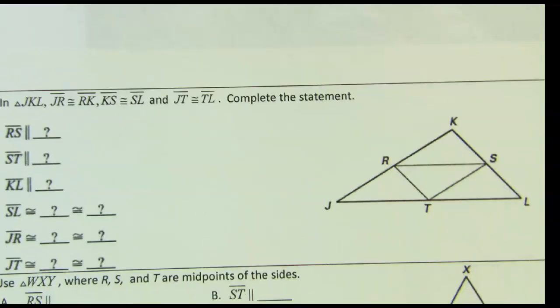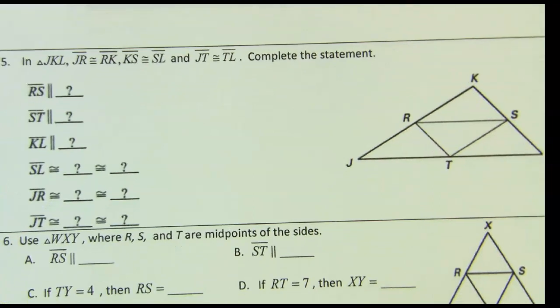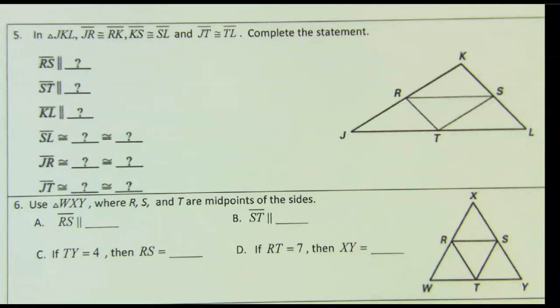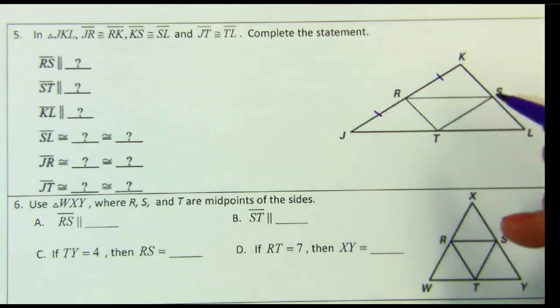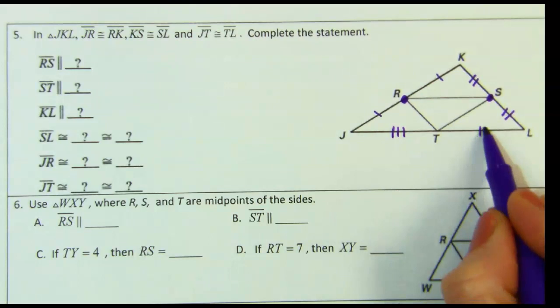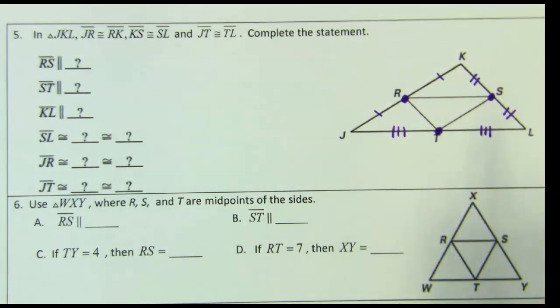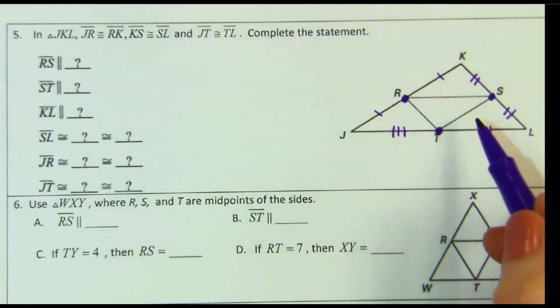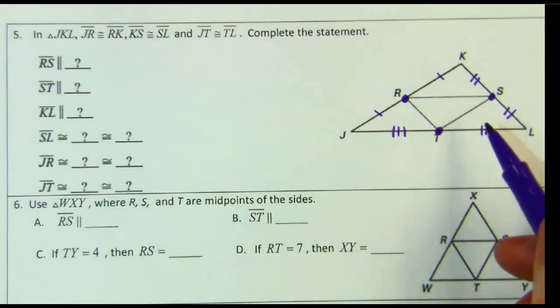So this is number 5. And this is just me testing your ability of, do you actually know what the midsegment is saying? So it says in triangle JKL, JR is congruent to RK. That tells me R is a midpoint. KS is congruent to SL. That tells me S is a midpoint. Then it tells me JT is congruent to TL. That tells me that is a midpoint. So basically it is telling me all 3 of these lines are in fact midsegments.